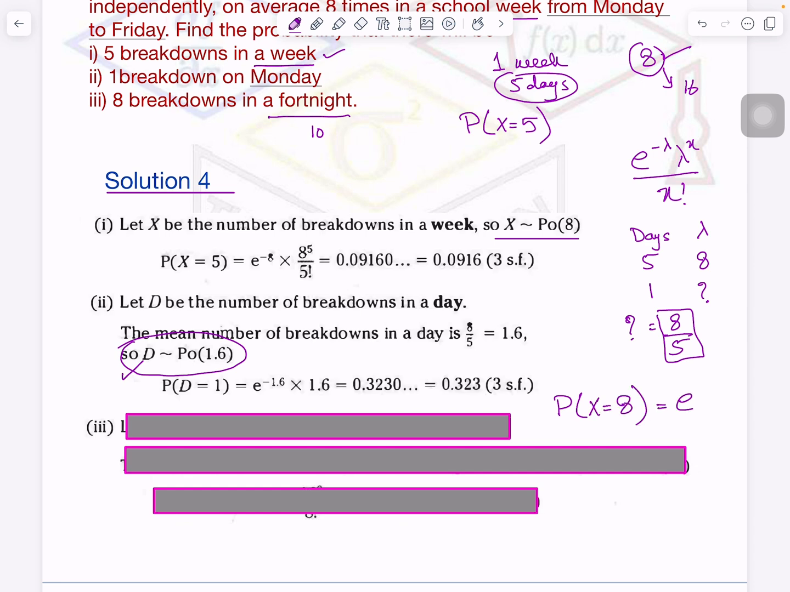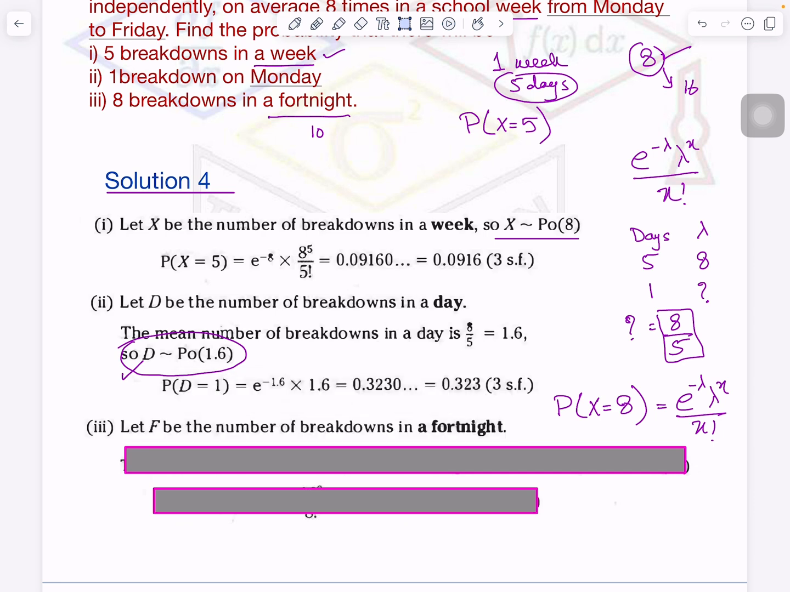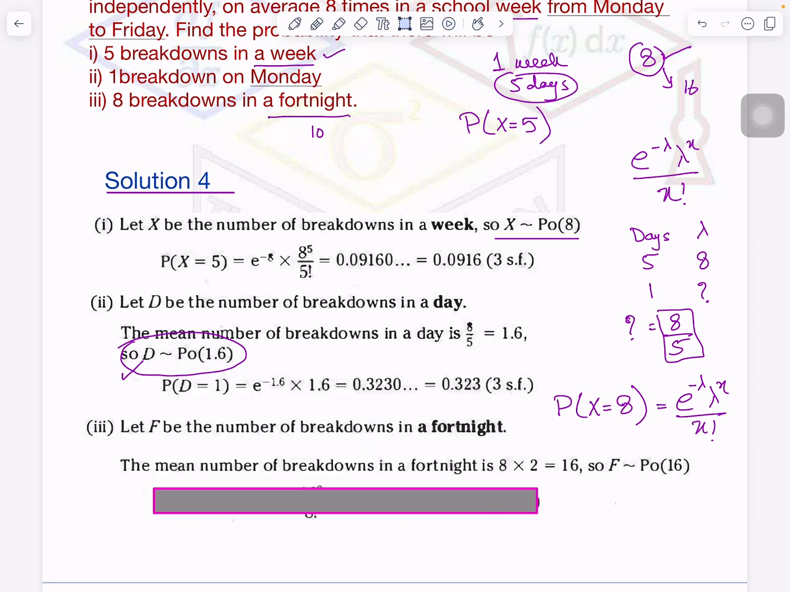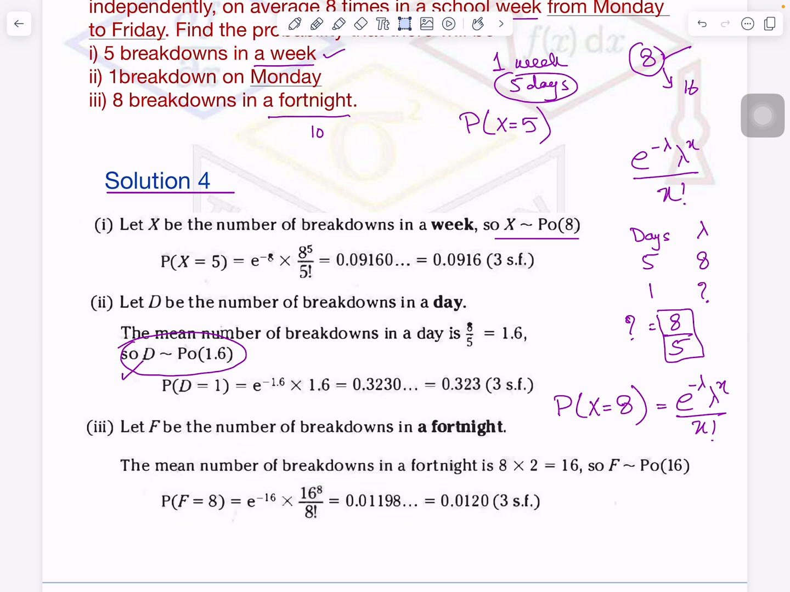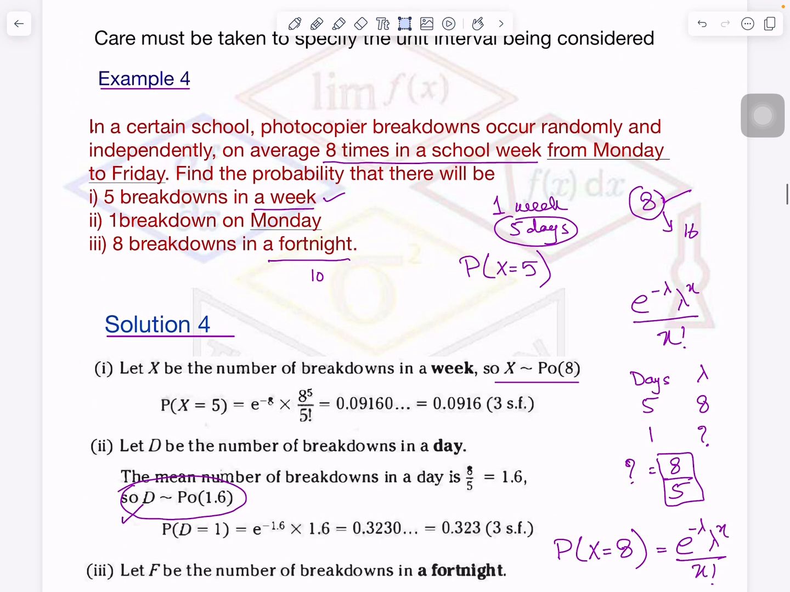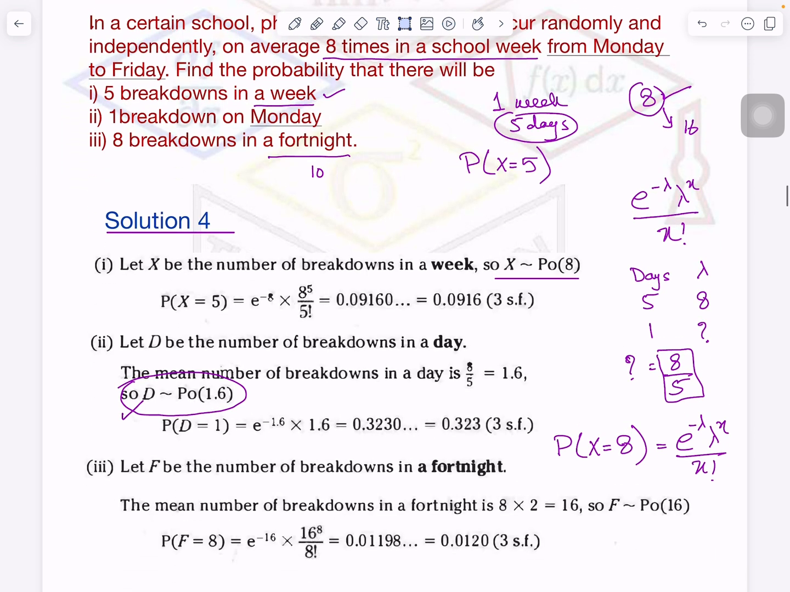What is that? e to the power minus lambda, lambda to the power x over x factorial. So what is your lambda? 16. What is your x? 8. You simply substitute in it and calculate the probability. So this is very important: unit interval. You have to take care and read the question very carefully.